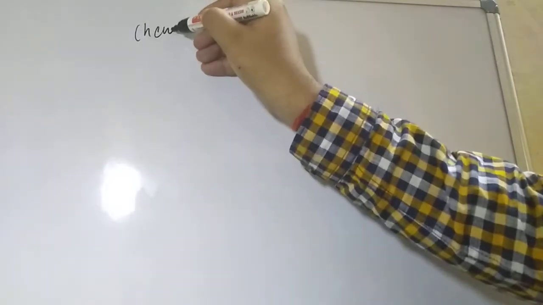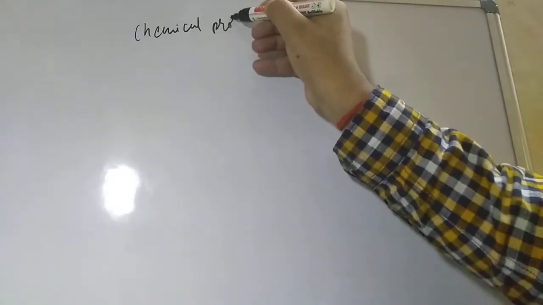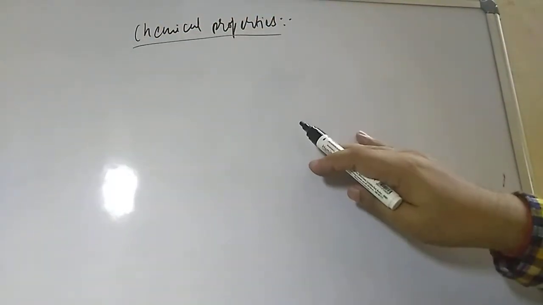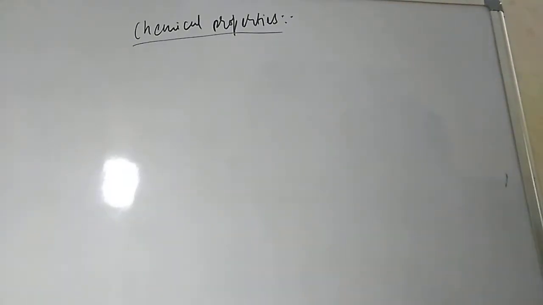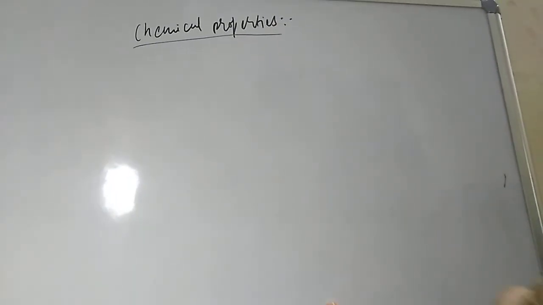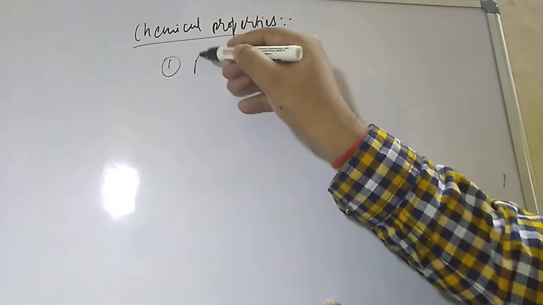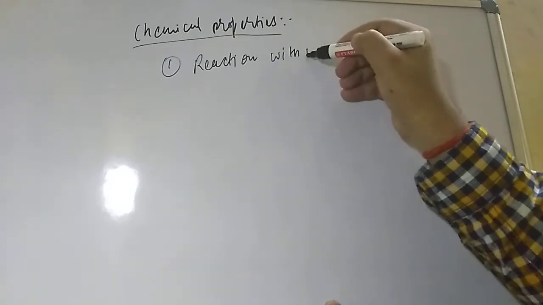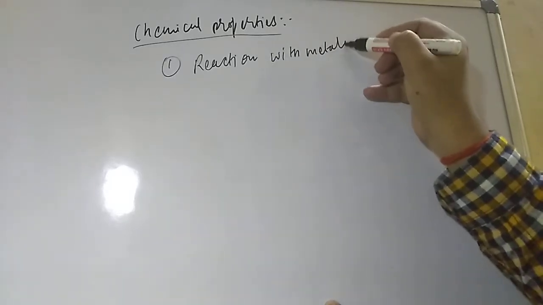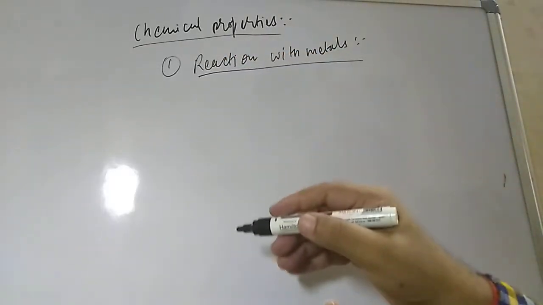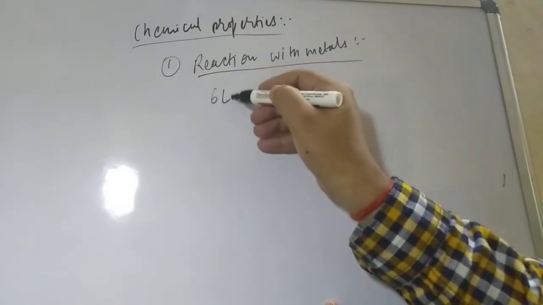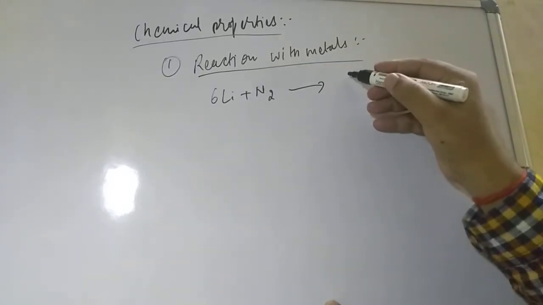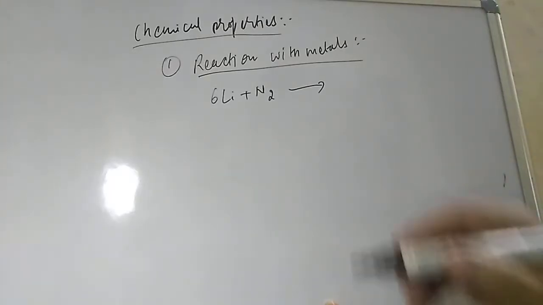If you go to the chemical properties, I said that because of the high bond enthalpy, it does not react at room temperature. So first, it is not reactive at low temperature. Second, an important one, it reacts with metals. If it reacts with a metal, what compound will it give? Suppose nitrogen is reacting with lithium. You take 6 lithium and react with dinitrogen, and you will get lithium nitride.